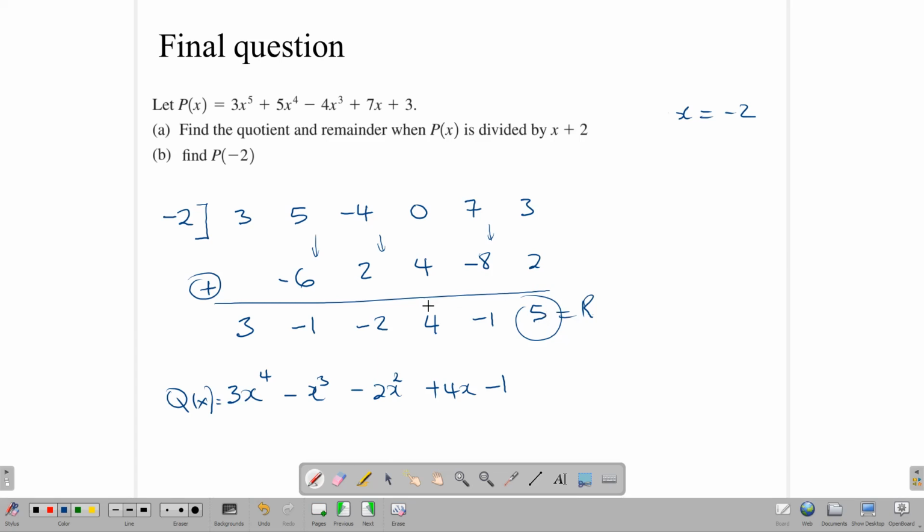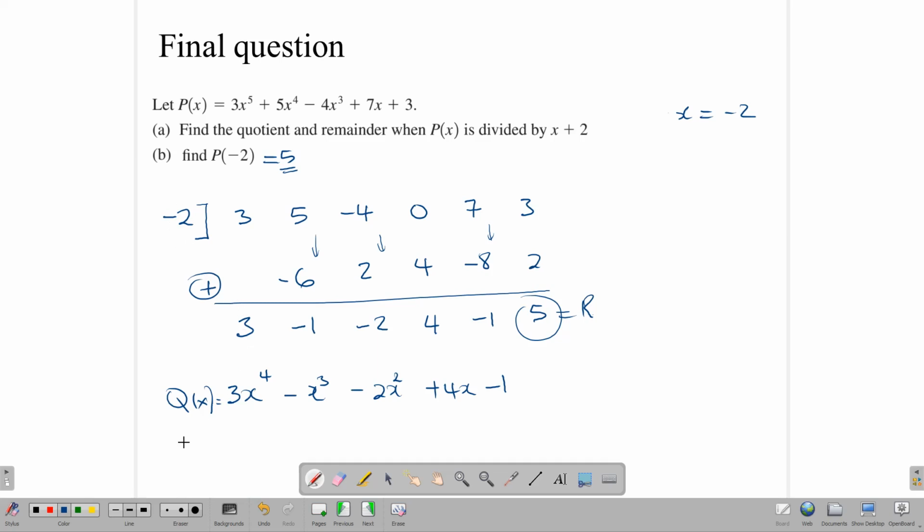Now, very, very interesting when you're using synthetic division is that the remainder that you get is the same as if you were to plug negative 2 into this and work it out. So, for example, p of negative 2 here is actually equal to 5. So the remainder is actually equal to p of what? P of the number that you're using right here.